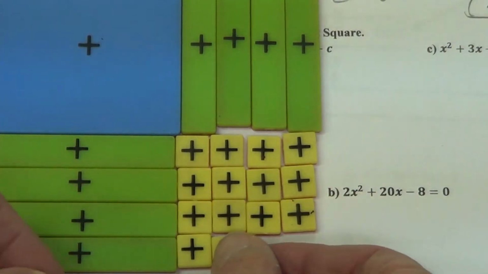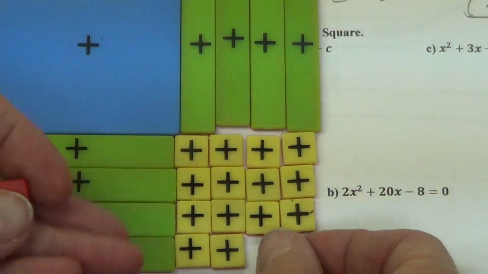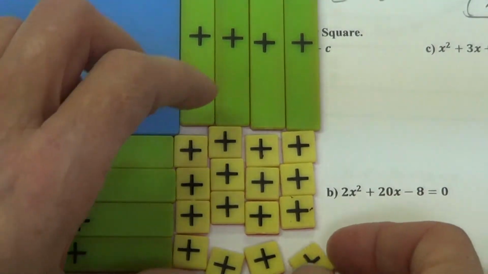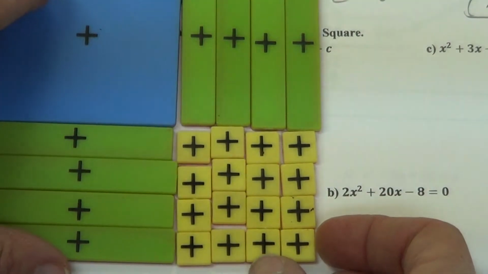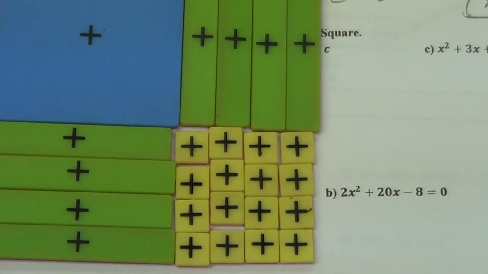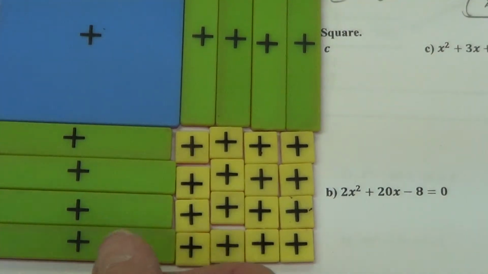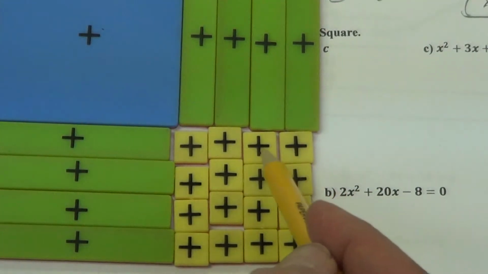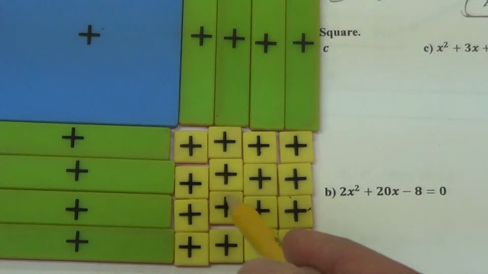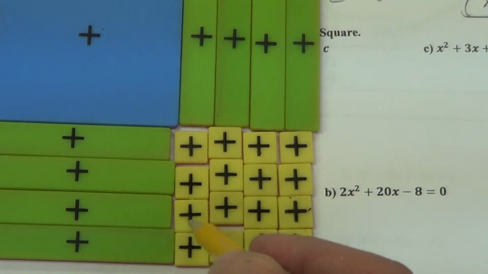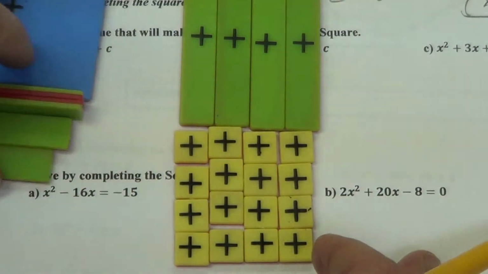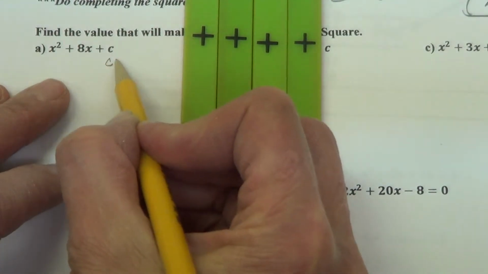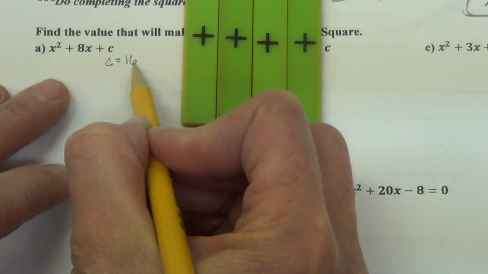In class, feel free to get out the algebra tiles and build a few of these. Your brain really does remember doing this activity, and you can actually think through it easier that way. So, we just completed that square. All that we had to do was add 1, 2, 3, 4, 5, 6, 7, 8, 9, 10, 11, 12, 13, 14, 15, 16 to that. So, the c value to complete the square would be 16.